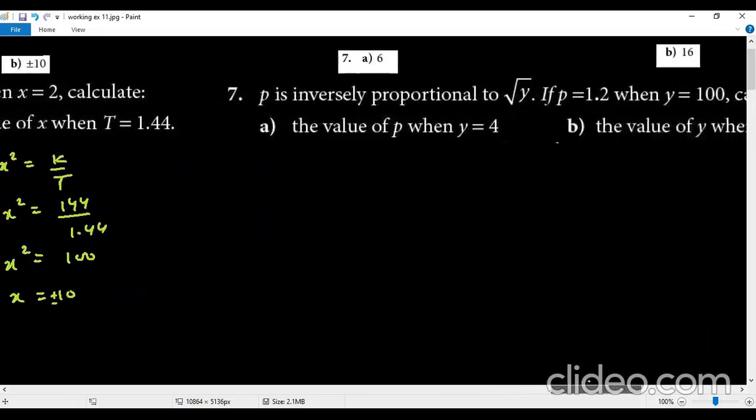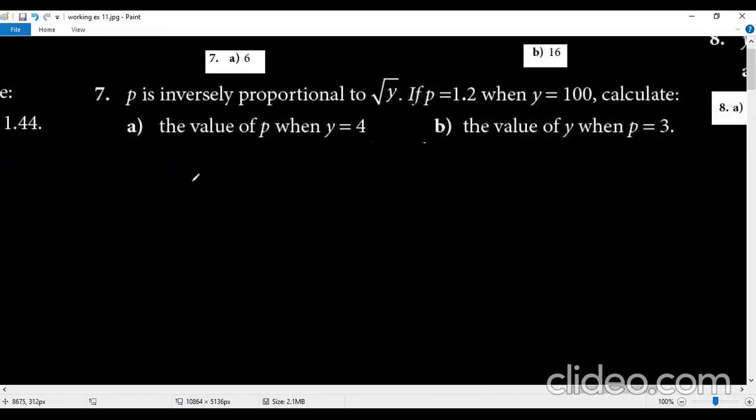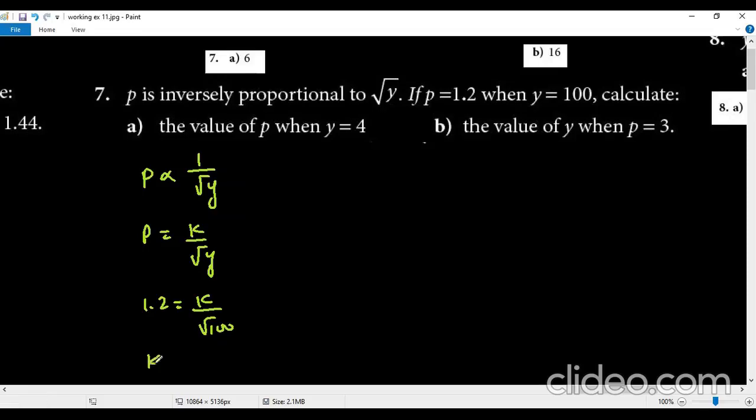When it comes to question number 7, it says P is inversely proportional to under root y. That means P is equal to k over under root y. The value of P is already given in the question, 1.2 equals k over, k is unknown, under root y is 100. That means k is equal to 1.2 times 10, that means k is equal to 12. So the value of k is 12.